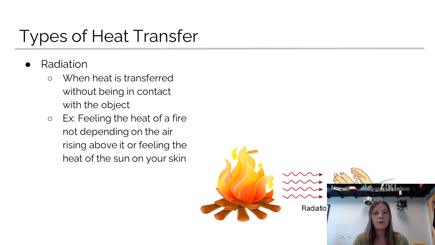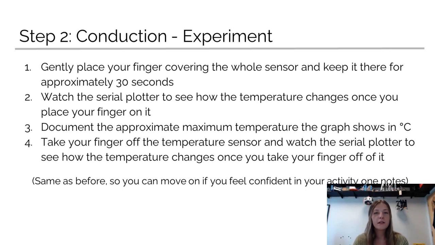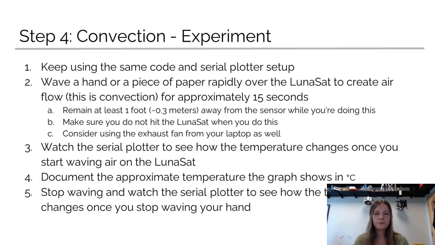For this activity, we'll walk through three mini experiments. For the conduction experiment, you'll gently place your finger, covering the whole sensor of the temperature sensor, on the Lunasat for approximately 30 seconds. For this, you'll use the serial plotter and be able to see the increase and decrease in temperature when you remove and put your finger on the sensor.